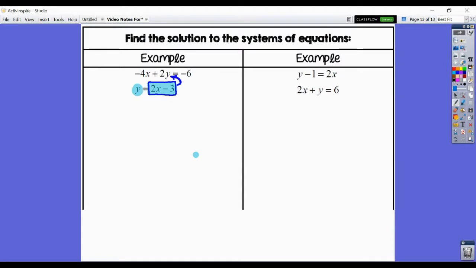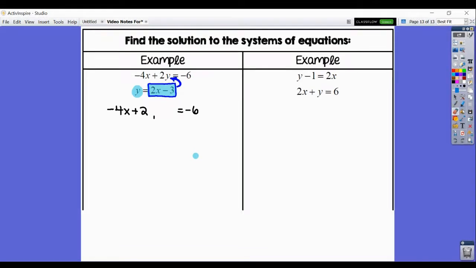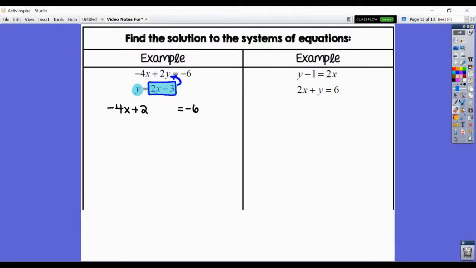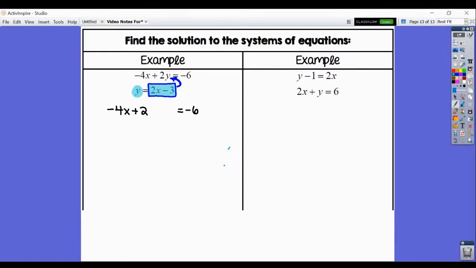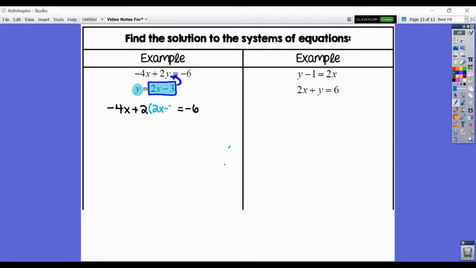So rewrite that first equation, which would be negative 4x plus 2y equals negative 6. And I'm going to erase y and replace it with what I know it's equivalent to, that expression in the box, which is 2x minus 3. I go ahead and solve by distributing first. Whenever I have a number multiplied outside my parentheses, I have to bring it to both terms inside, which will give me 4x and negative 6 here.